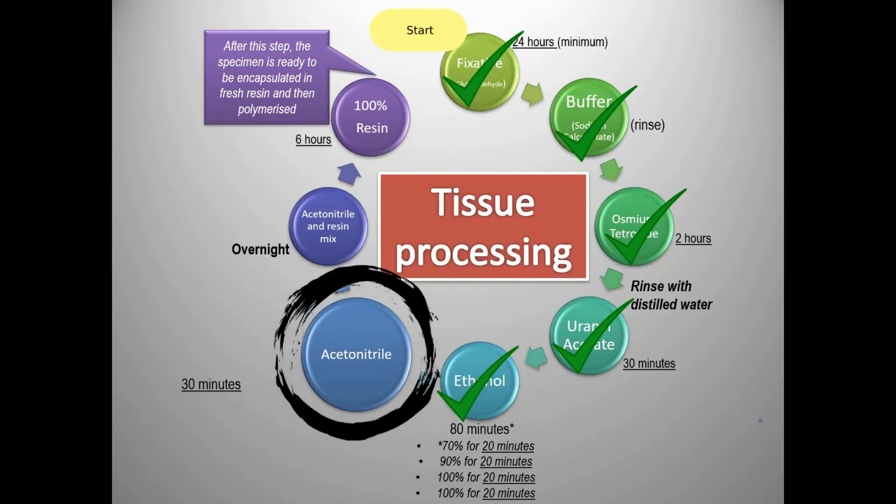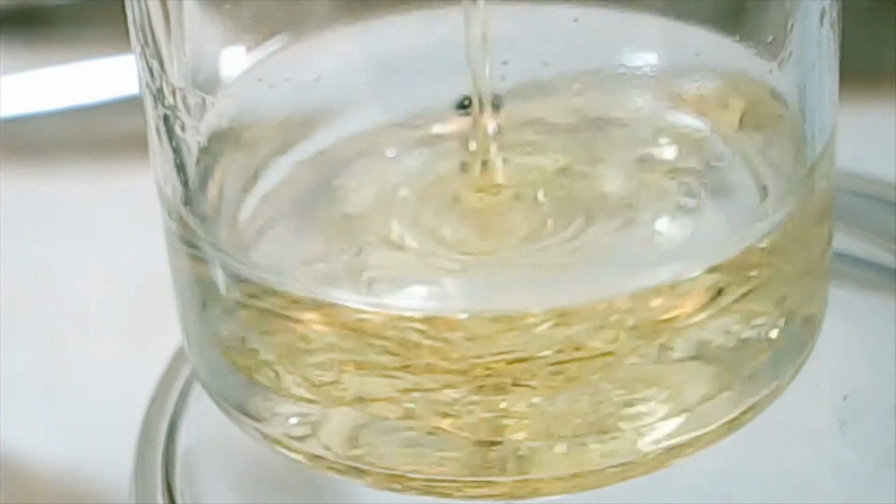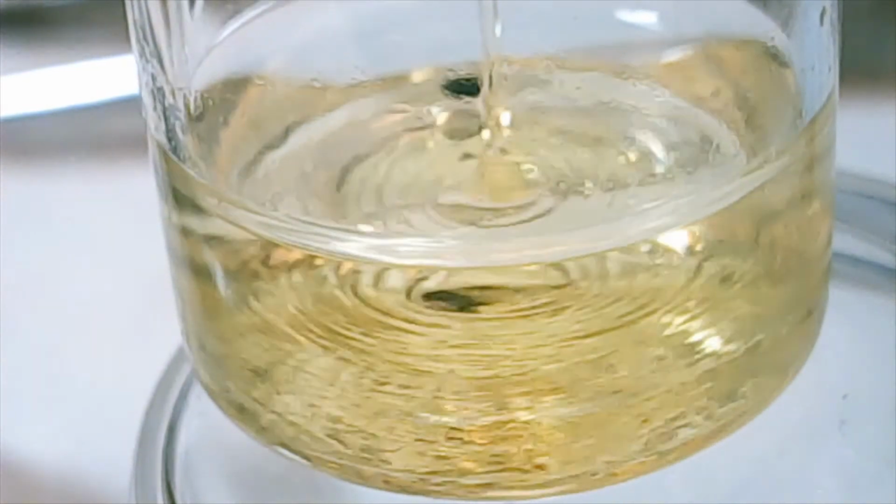Acetonitrile is a type of solvent. We use it after the ethanol stage as a link reagent to resin. Acetonitrile was used on its own to start with, followed by a 50-50 mix with resin. The acetonitrile helps the resin molecules infiltrate the specimen before the complete transition to resin.